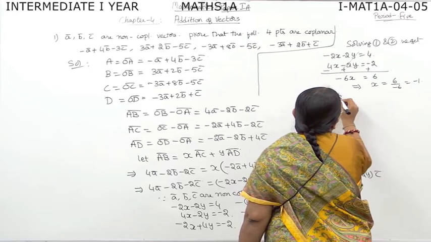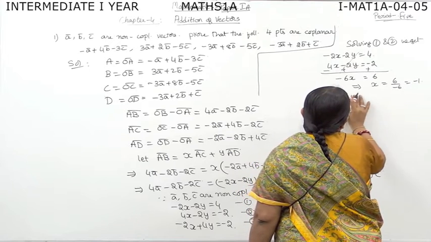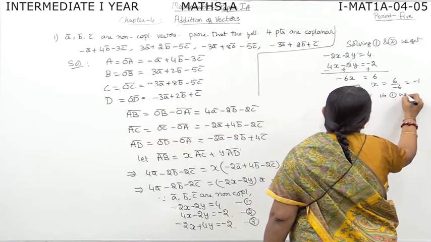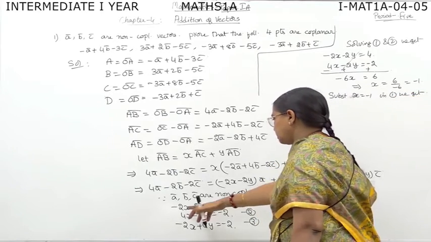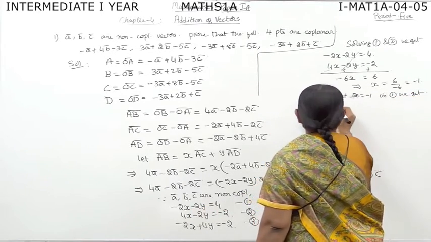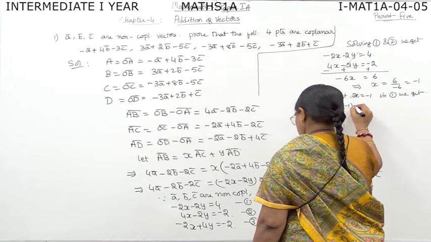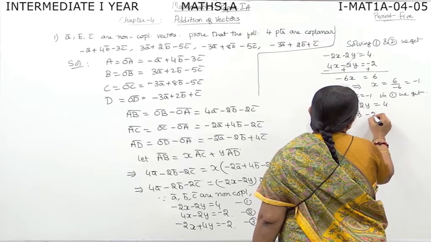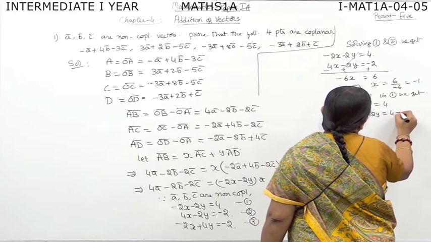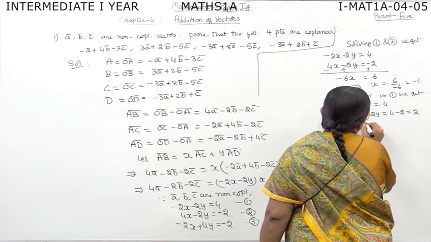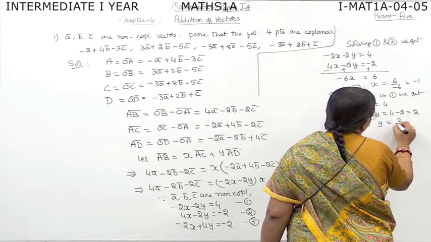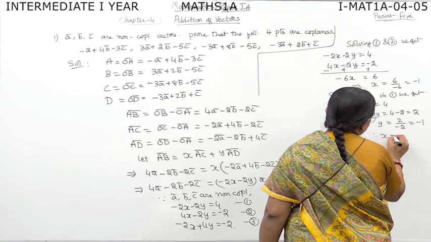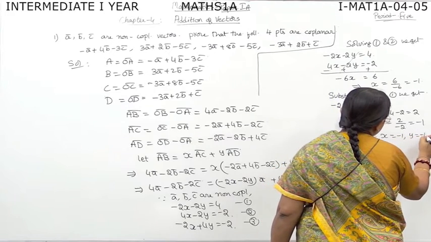Now substituting x is equal to minus 1 in the first equation, we get minus 2 into minus 1 minus 2y is equal to 4. So that means minus 2y is equal to 4 minus 2, that is 2. So you are getting y as equal to 2 by minus 2, which is minus 1. So you got x as minus 1 and y also as minus 1.